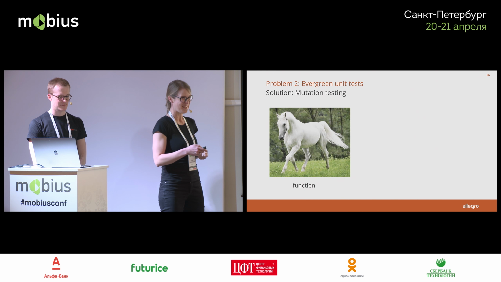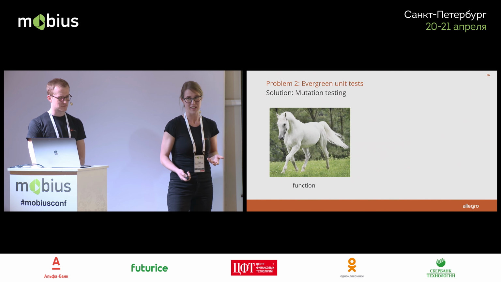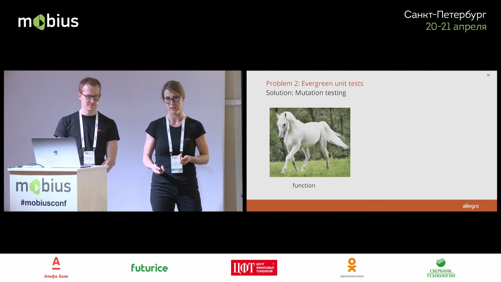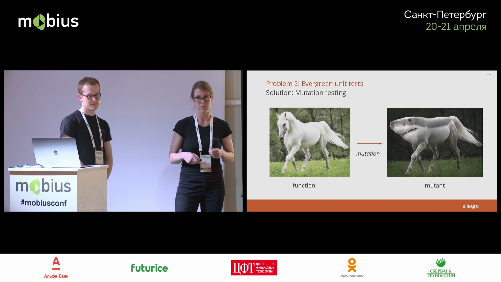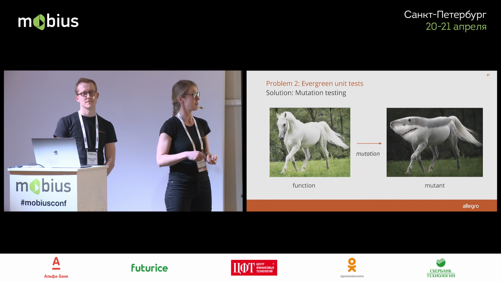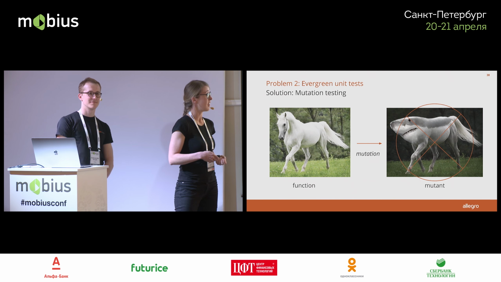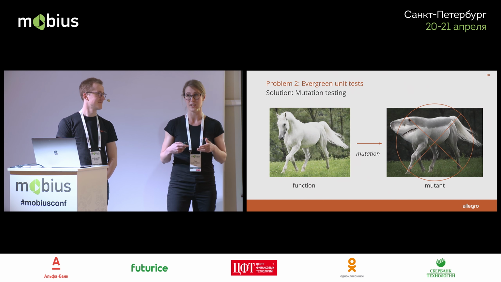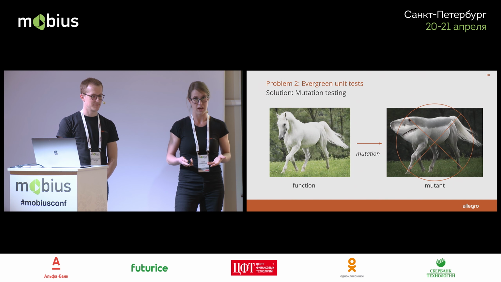So the idea of mutation testing is that you have your beautiful code, your function, and you also have a test for this function. Then you intentionally create some changes. You create mutants, like this one. So then you rerun your test again, and the tests should fail.